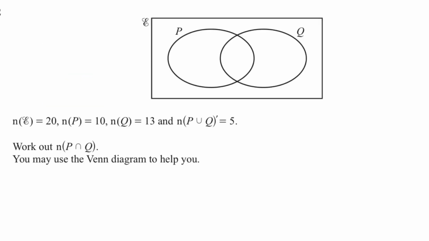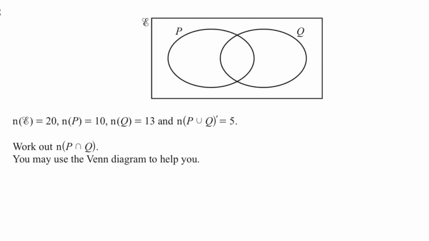So in this question, the number of elements are 20. It means total elements in this set is 20. The number of elements in P is 10 and in Q is 13. The number of elements in P union Q complement is equal to 5. P union Q is this part. So P union Q complement is the outside part.